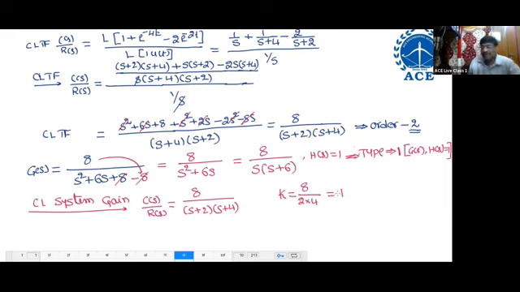If I consider the expanded form, you get the same answer. If you expand this, I will get 8/(s²+6s+8). So what is K? K equals numerator constant 8 by denominator constant 8. The answer is 1. Either expanded form or factor form, the answer does not change. So for type, always observe the open loop transfer function. For order, always observe the closed loop transfer function. Remember this.